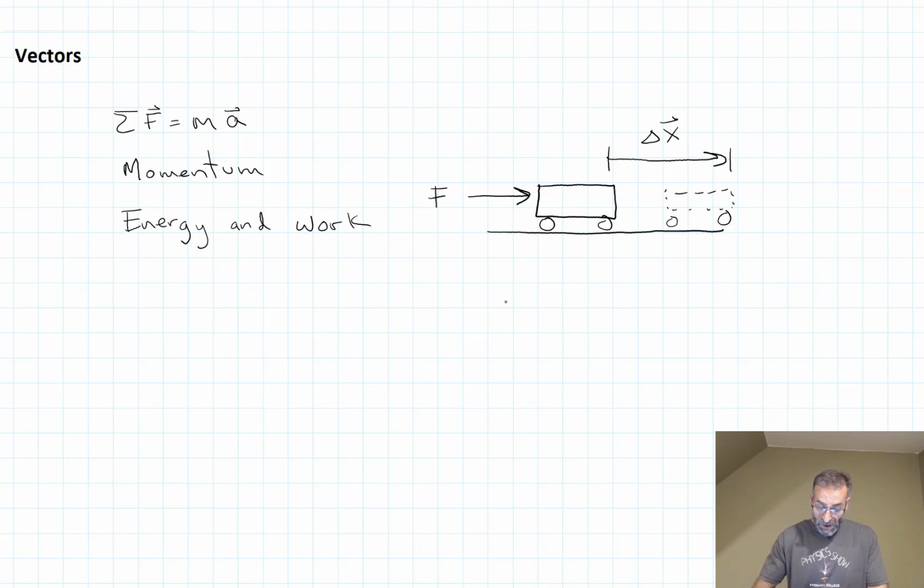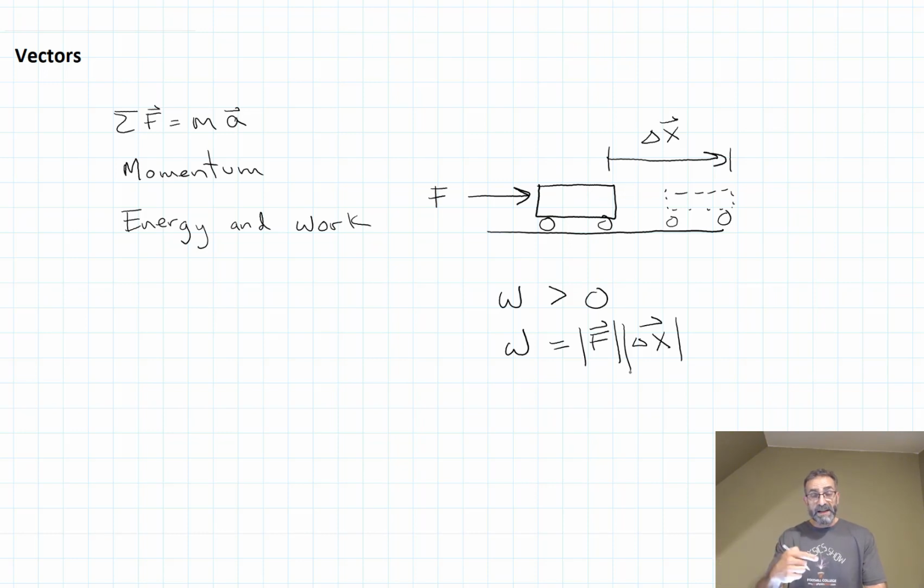The work I'm doing on the cart is going to be positive. It's going to be equal to the force times the displacement. I'll just use the magnitude of the force times the magnitude of the displacement. The cart's speed increases and its kinetic energy increases.